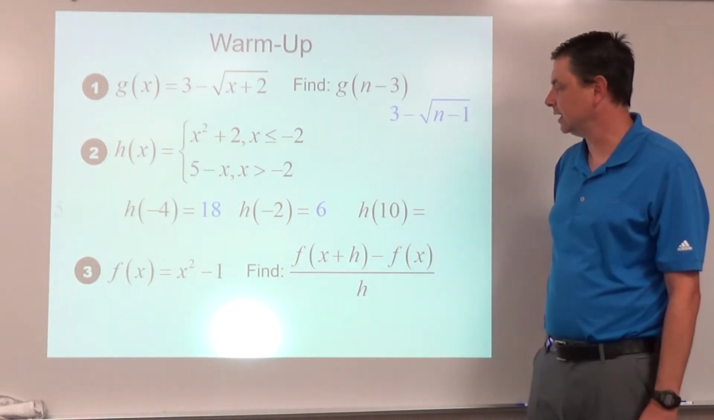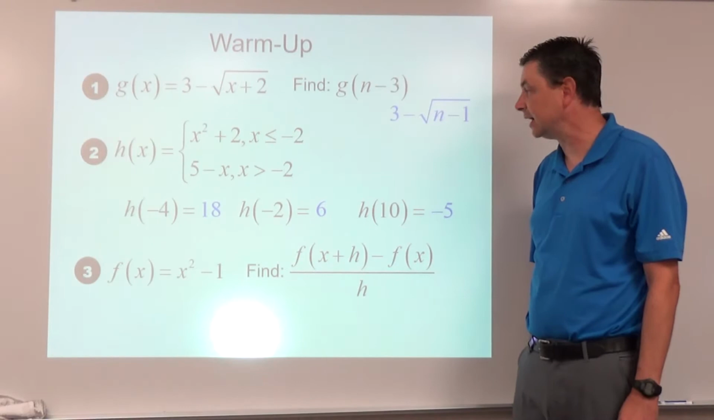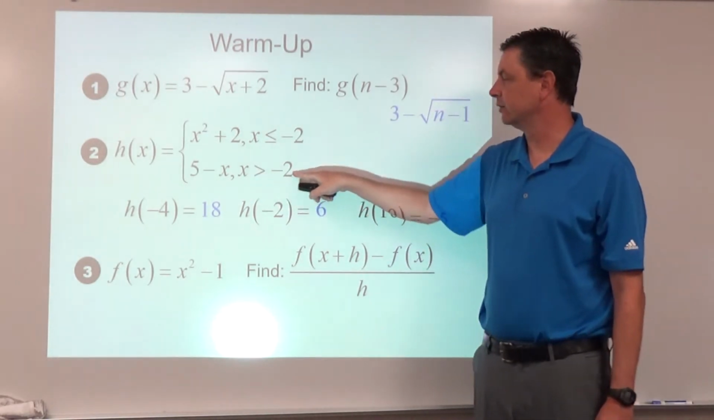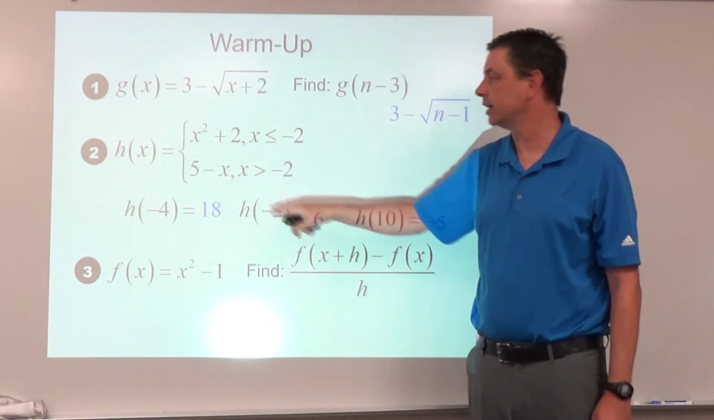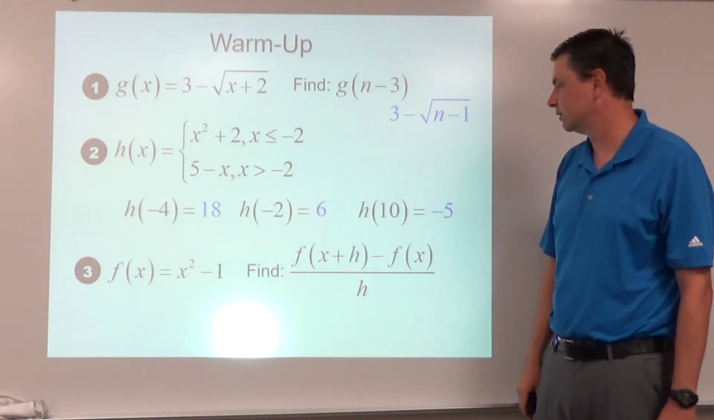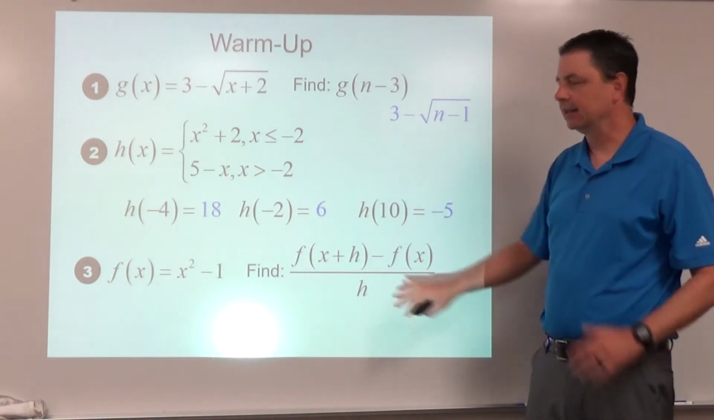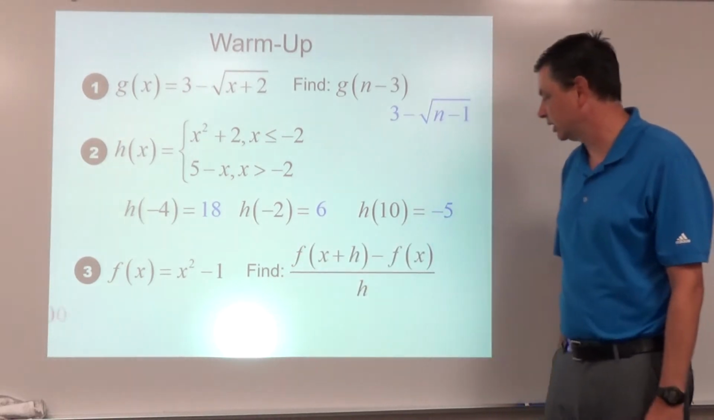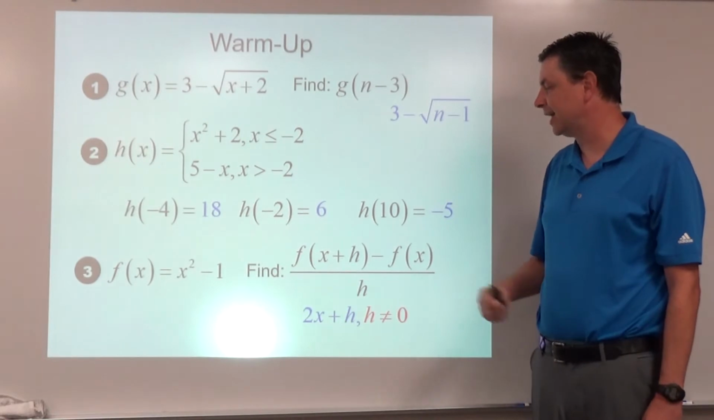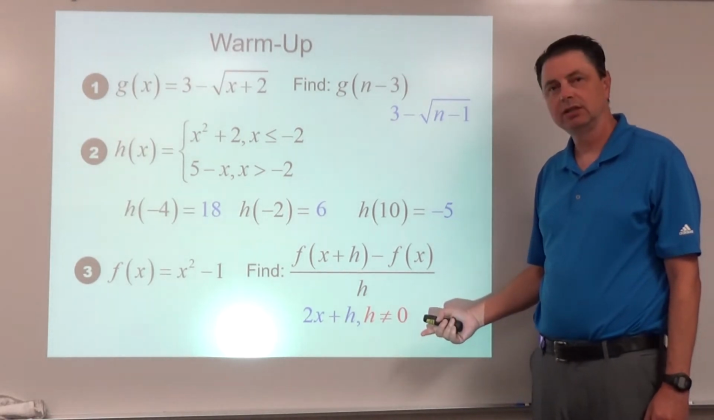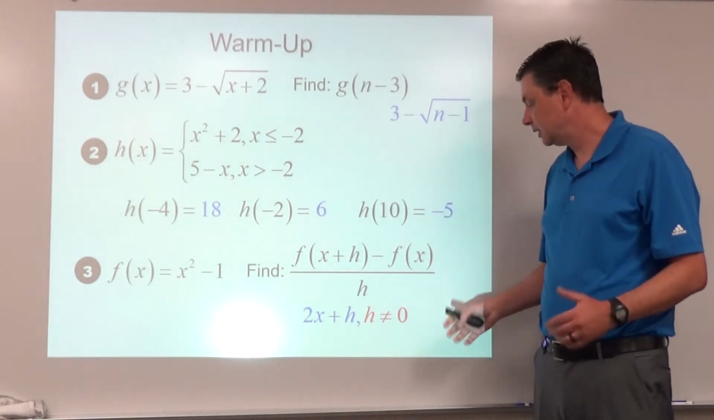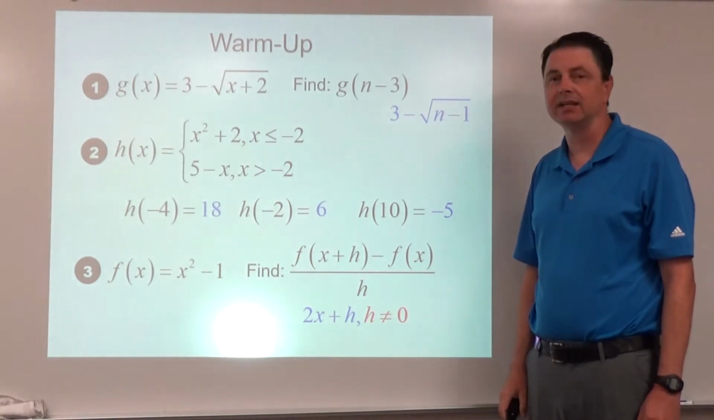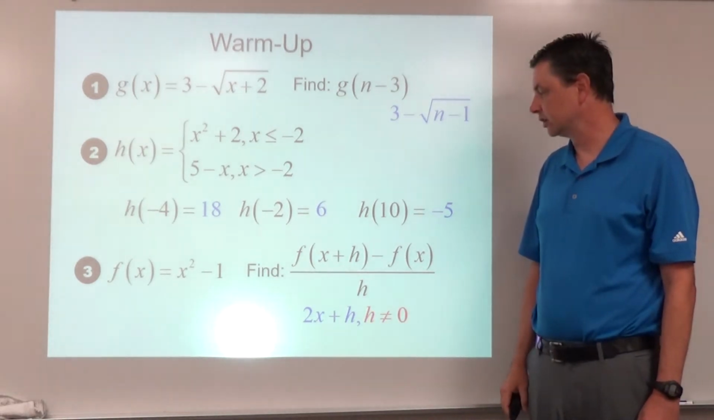And h of 10 is negative 5, as 10 is greater than negative 2, so it satisfies the second criteria, so we're going to use the second definition. And lastly, the difference quotient. With that, we should get a final answer of 2x plus h. Go through all of that. Also, remember to try to stipulate that h cannot equal 0.